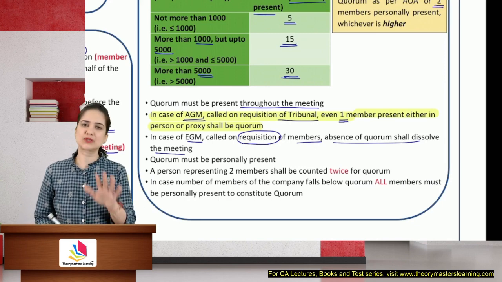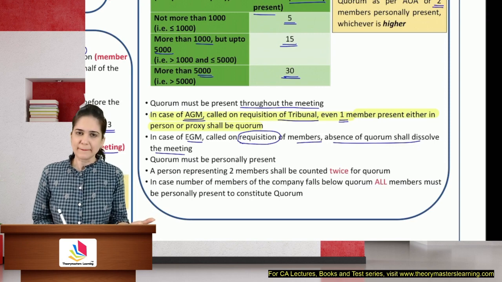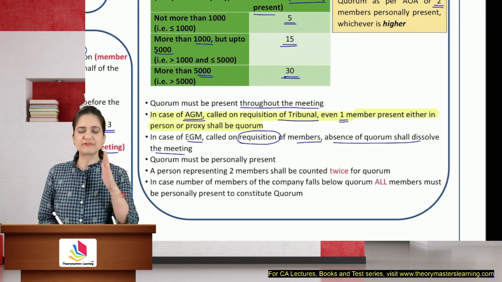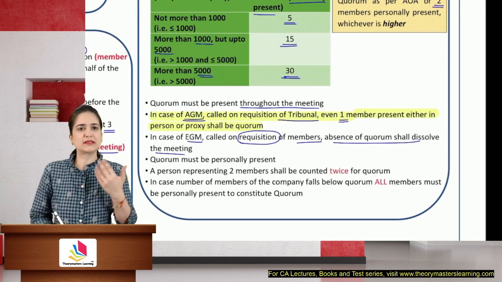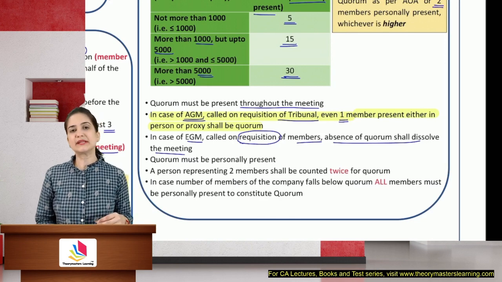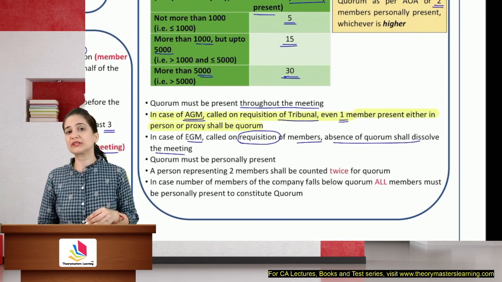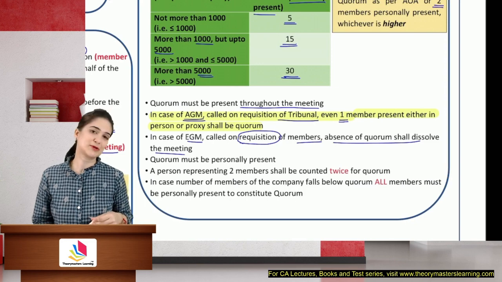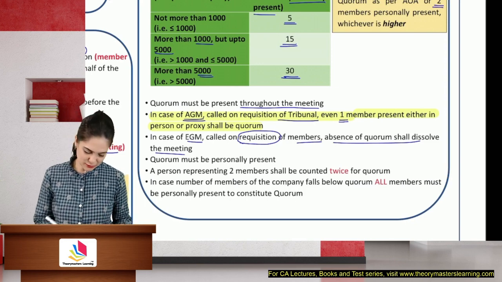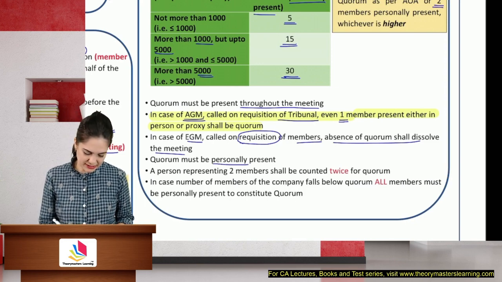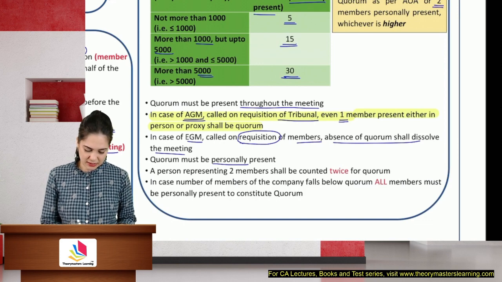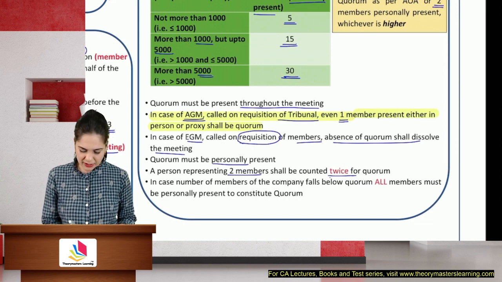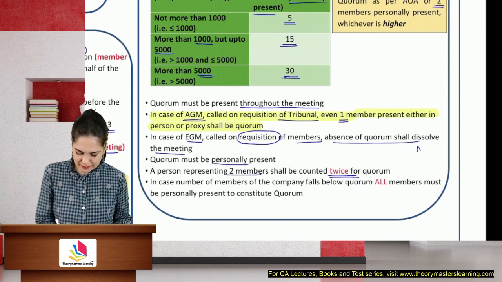Okay, so the board has called either on its own or on request of members. If the board is calling on its own and the members are not present, then in that case it will be adjourned. But if the board is calling the meeting on the request of members and the members are not coming, then the meeting will be dissolved. Quorum must be personally present. A person representing 2 members shall be counted twice for quorum. So let's say, for example, that there is a Mr.